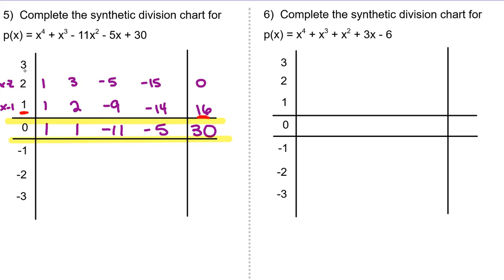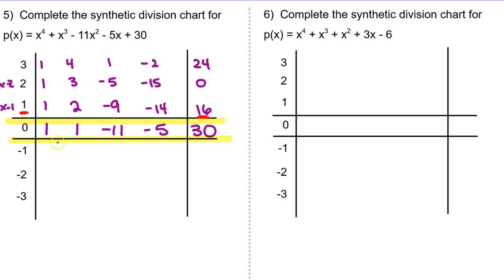Okay, we're going to complete the chart just doing the rows that we're asked to do based on what was already here. So 3 and then -1, -2, -3. So bring up the 1, multiply by the number in the box, 3, add the next number, we get 4. 4 times the number in the box is 12, add the next number, we get 1. 1 times the number in the box is 3, add the next number in the 0 row, we get -2. -2 times the number in the box, add the next number in the 0 row, we get 24.